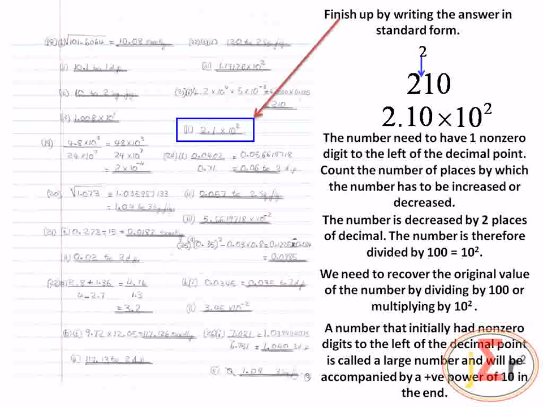A number that initially had non-zero digits to the left of the decimal point is called a large number and will be accompanied by a positive power of 10 in the end.